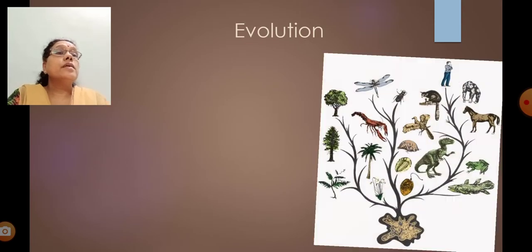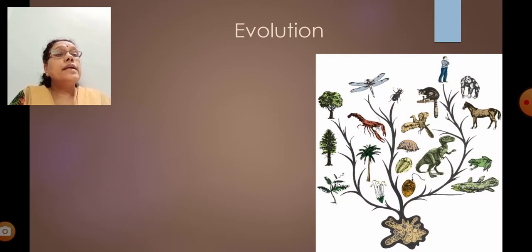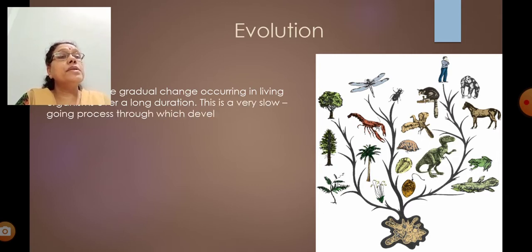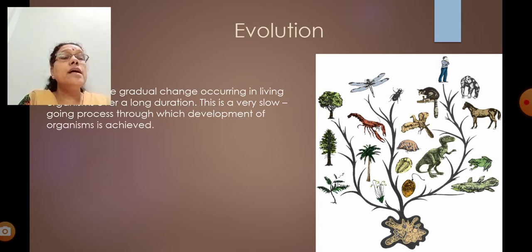Yes, next is evolution. One animal tree is shown in the picture. Look into the picture. Down at the root is a unicellular amoeba. Then the other one, flagellate, paramecium. Lower types of animals and plants, moss plant and all, you can see on the lower side of the tree. And on the upper side, you can see varieties of big plants and animals.